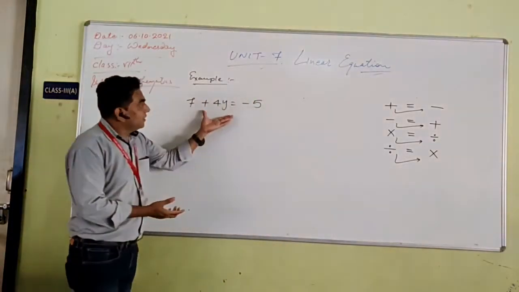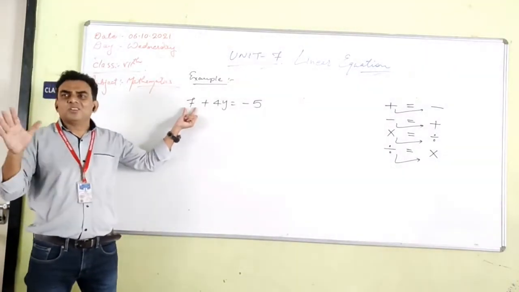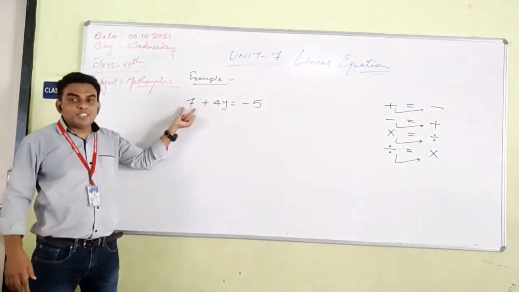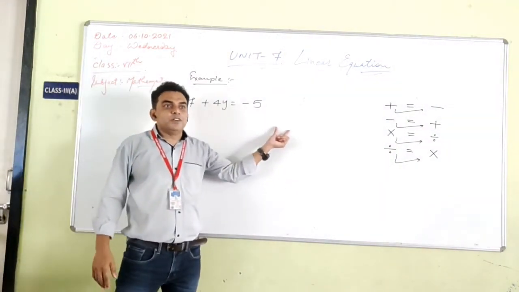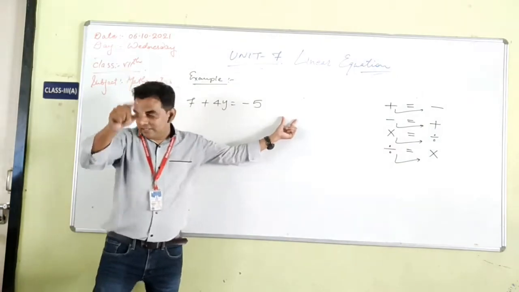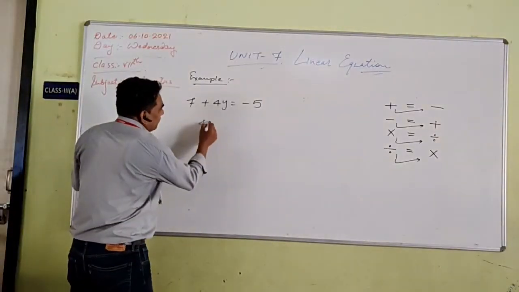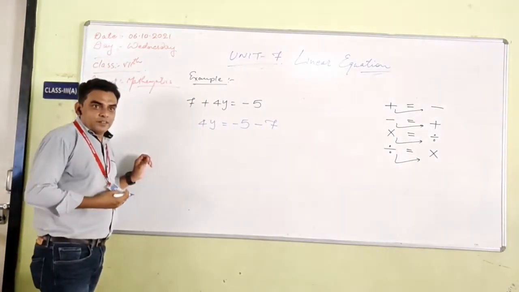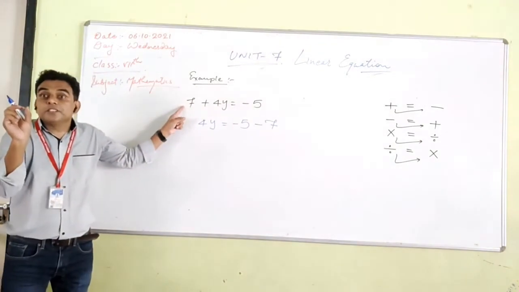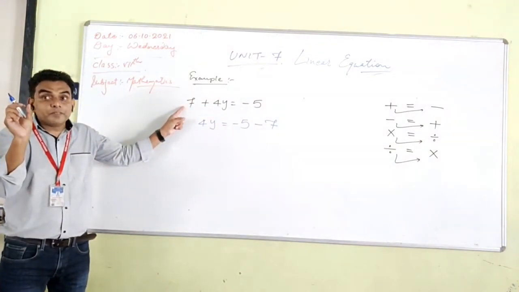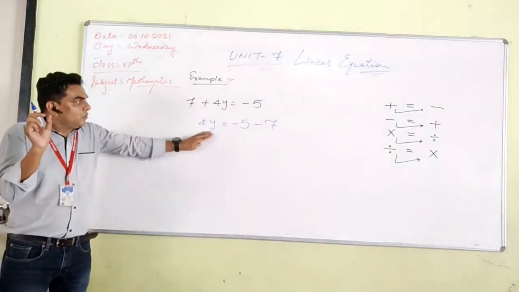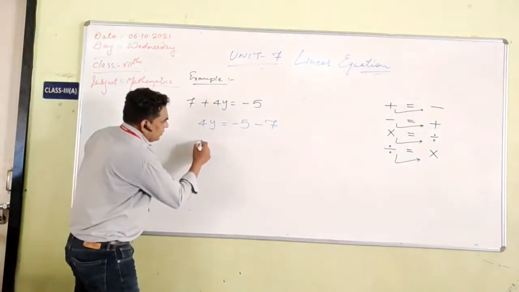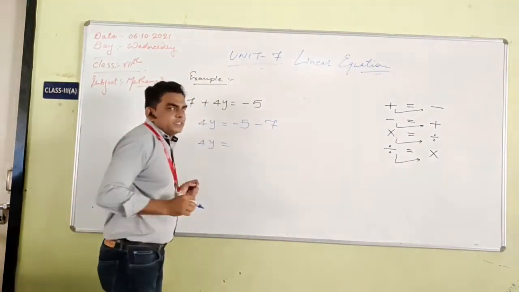Now you can just see in this question. I don't want 7, so you can just take it to the right side. This is plus 7. Whenever you put this 7 here, it will be minus 7. That means 4y is equal to minus 5 minus 7. You can just see this. Here nothing is there, it is plus. Here, any problem? 4y is equal to minus 5 minus 7. Understood? Now, 4y is equal to minus 5 minus 7. Both are minus.